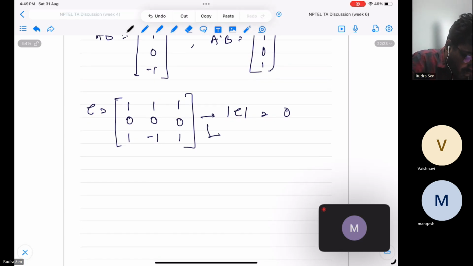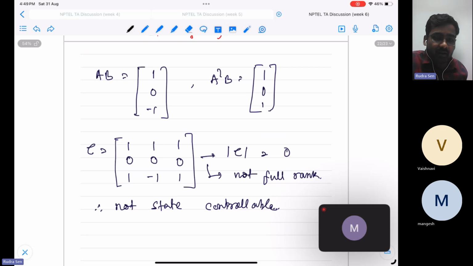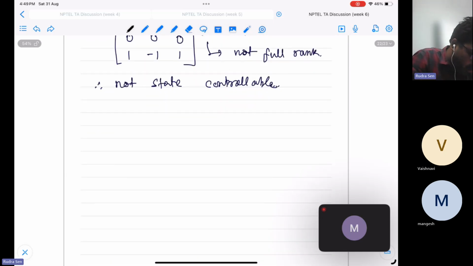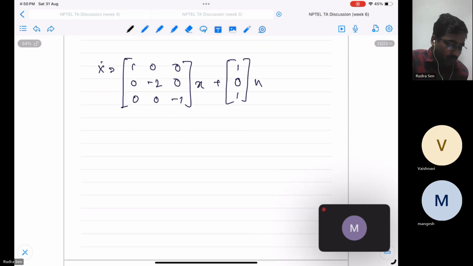That means not full rank, so not state controllable. But whether it is stabilizable or not: what is the matrix? The system state is basically A equal to 1 0 0, 0 minus 2 0, 0 0 minus 1, times x, plus B equal to 1 0 1, times u.